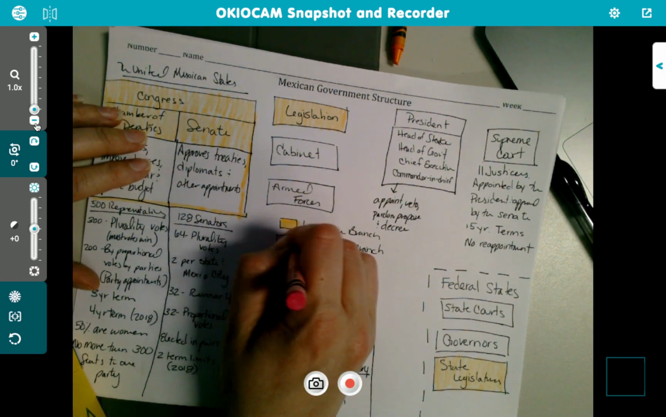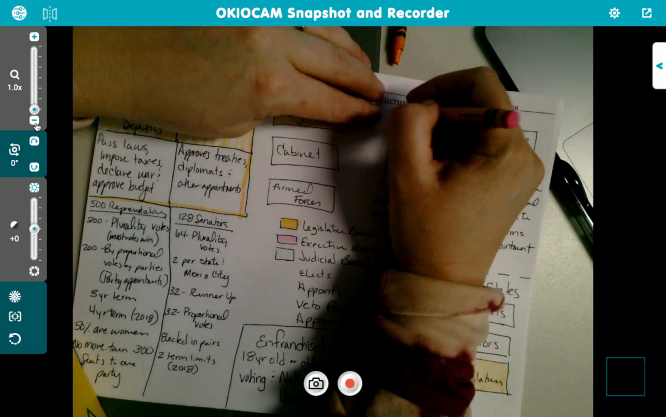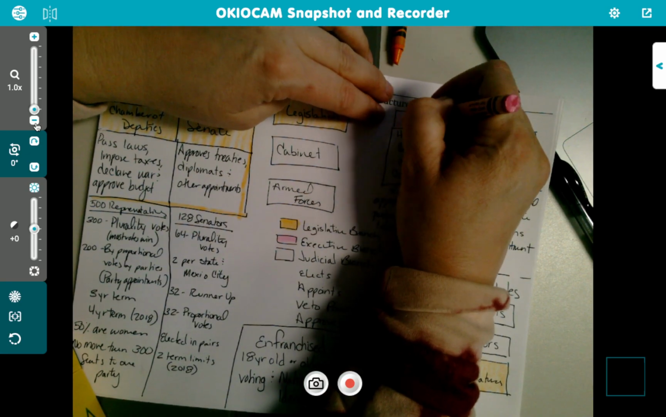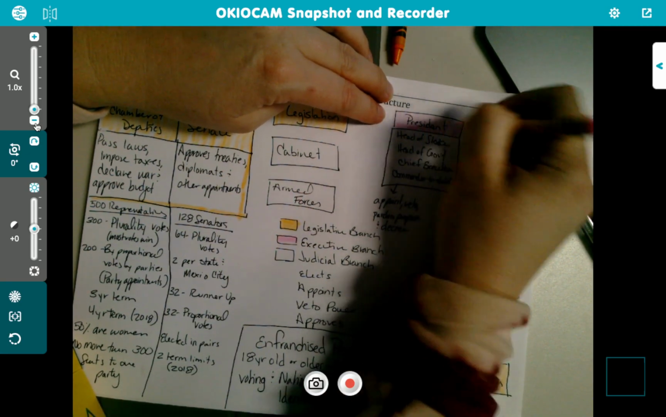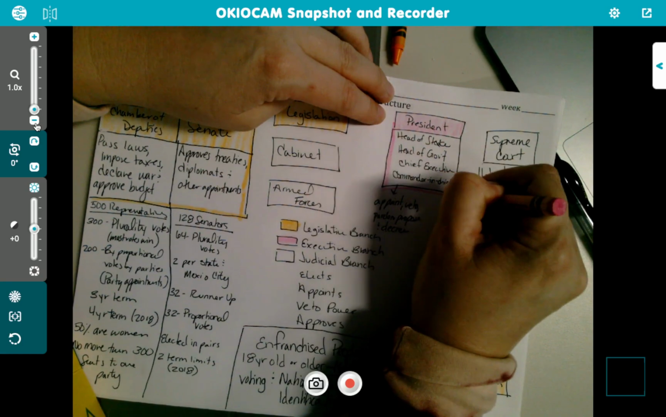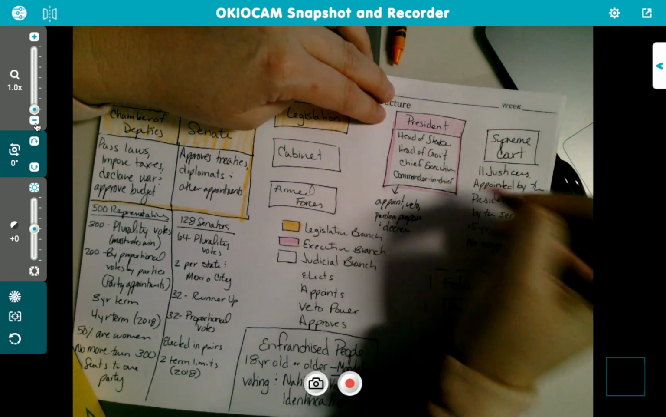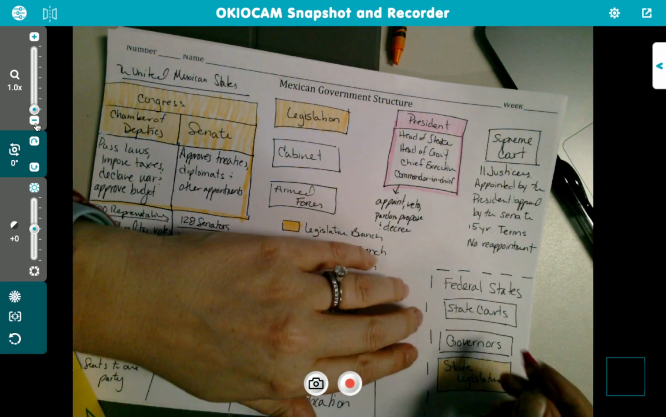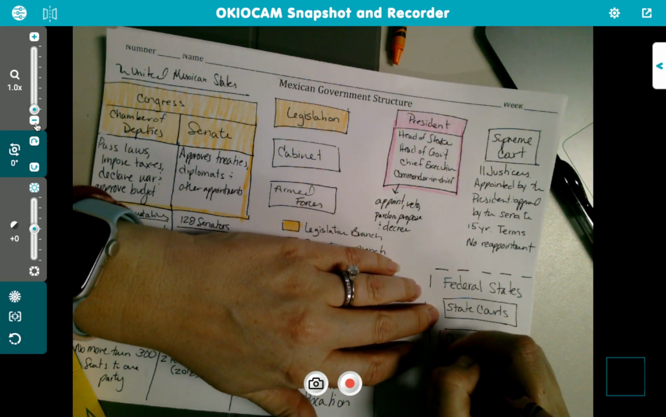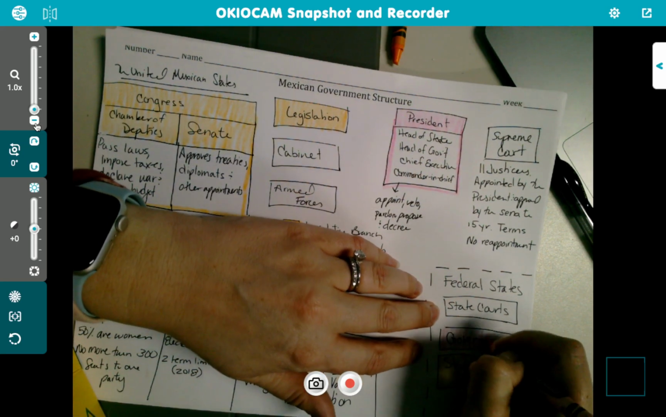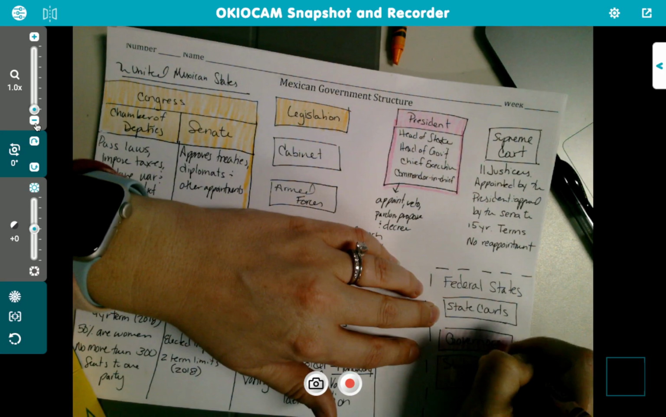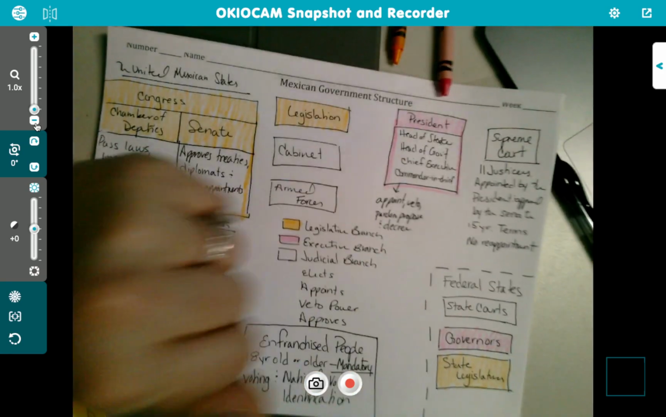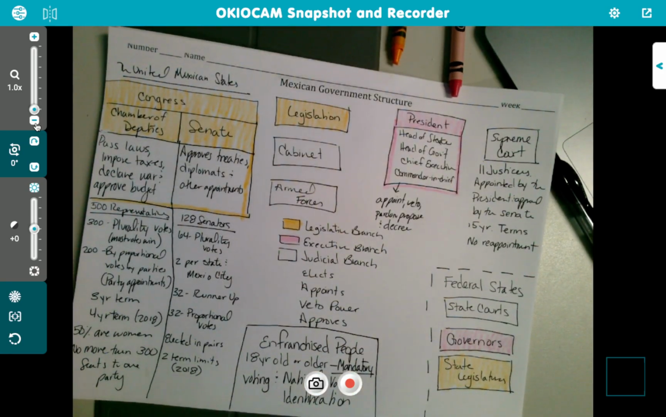Okay, second, you have your executive branch. For me, it's going to be pink. Your executive branch obviously starts with the president, who is head of state, head of government, and commander in chief. It also includes the governors, because on a federal level, our governors are state executives, which is why he is getting so much done at the moment, both positive and negative.